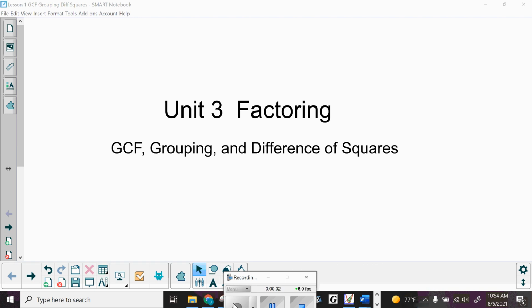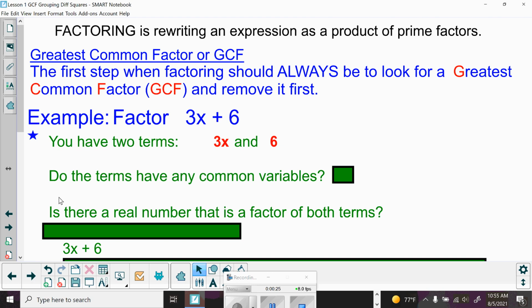Factoring. This first lesson, we'll look at factoring using the greatest common factor, or GCF, grouping, and difference of squares. These three types of factoring should have been covered in Algebra 1. Coming off of some of these COVID years, you may or may not have gotten to this. So first up, we're going to look at GCF.